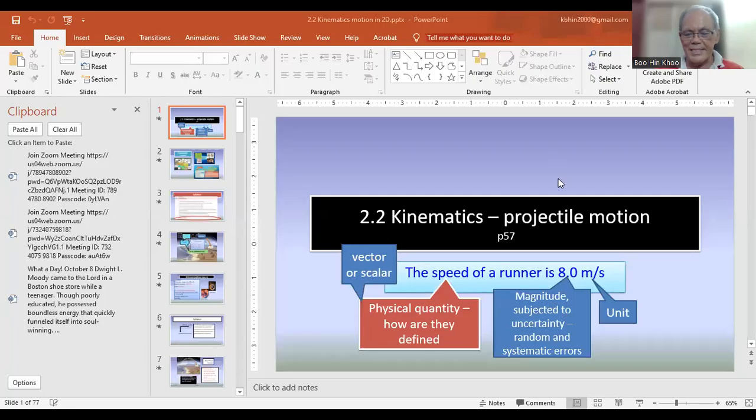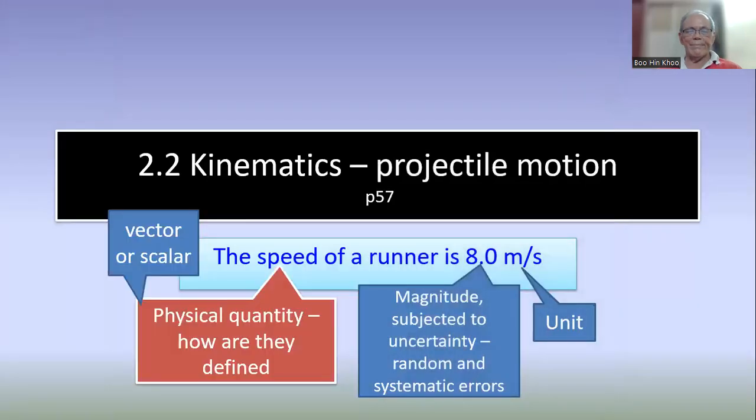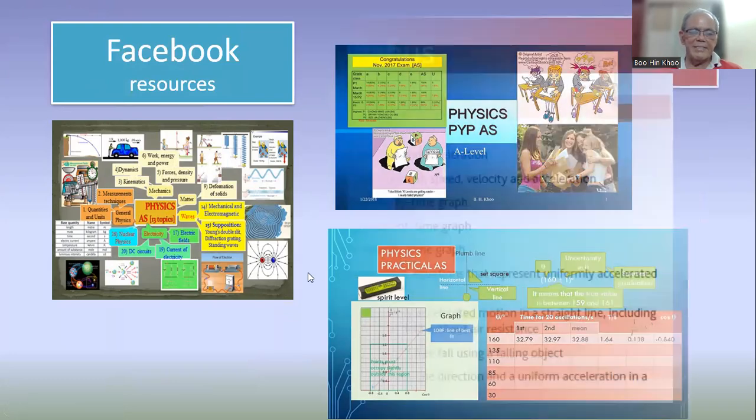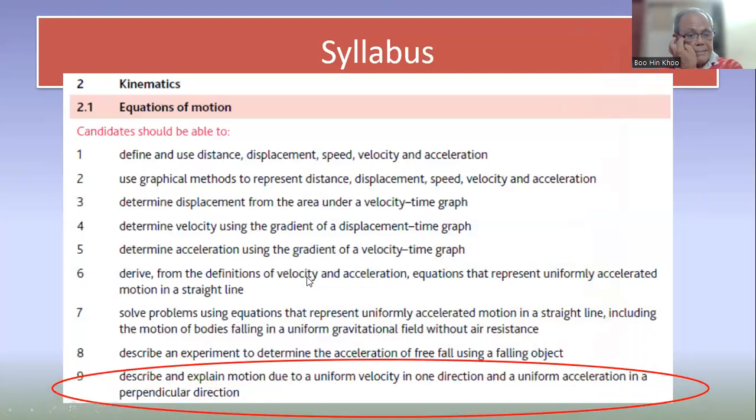Okay, are you ready to start the next part? Ready? Okay, we go to projectile motion. I think it's about page 57. This is on my Facebook that you can still find there. Some of my notes are there. This is a practical paper three. This one is a past question for AS. We are now at the last part there.